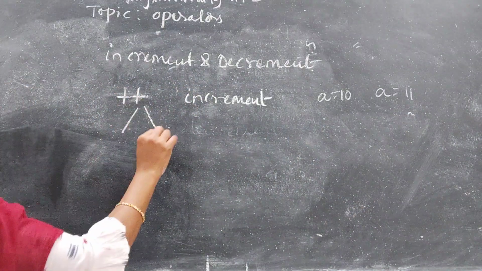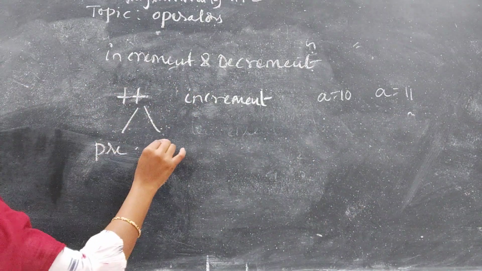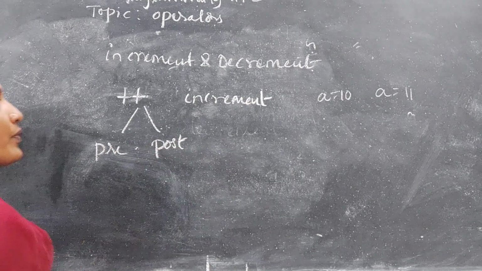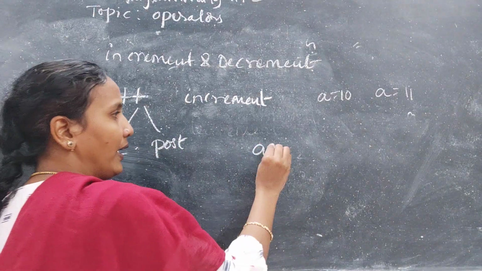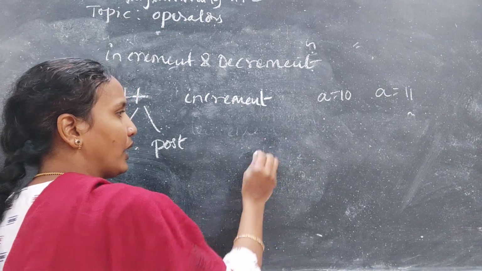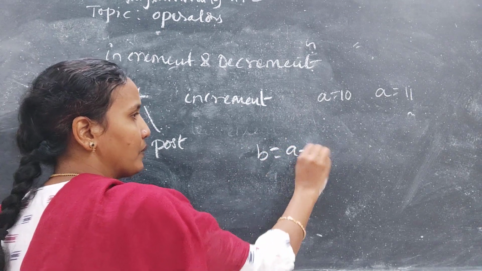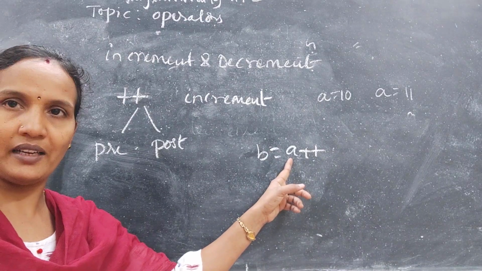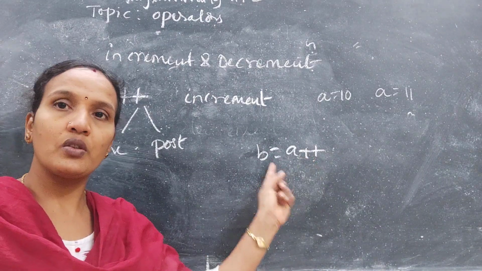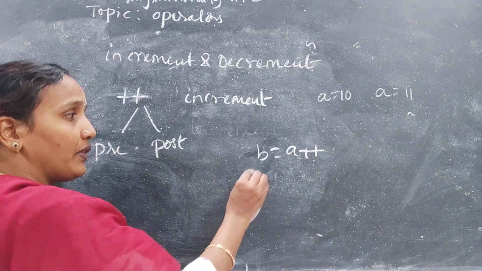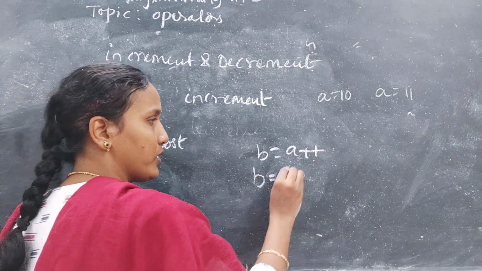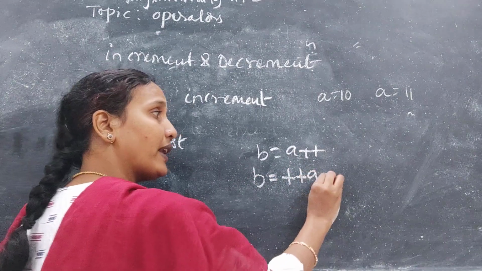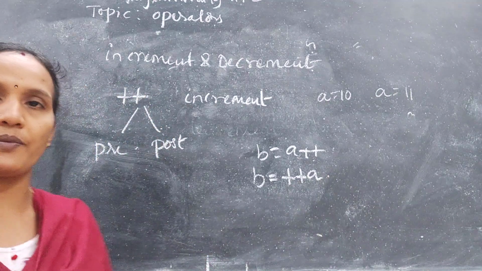Increment has pre-increment and post-increment. Example: b equals a plus plus. Here the variable operand comes first, and the operator comes next, so this is called a post-increment. If you write b equals plus plus a, both are valid, and it is called a pre-increment.